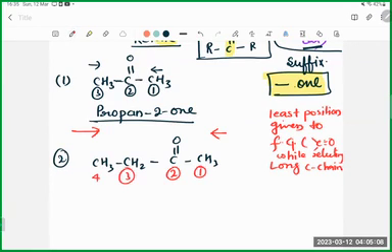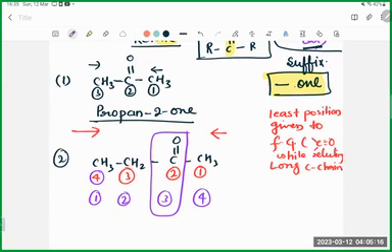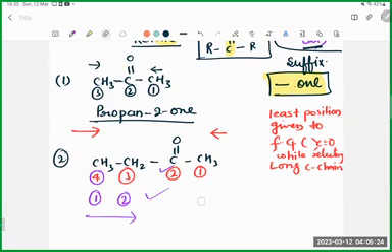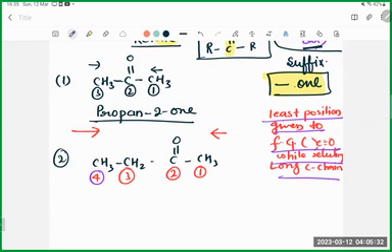If I move from the left hand side, I will have 1, 2, 3, and then 4. What is the carbonyl position? What is the difference? This way we are getting the second position, but if I move from this side I will get the third position. Is this correct? No. So the down one way is wrong because the rule says give the least position to the carbonyl group. Did you understand now? Selection of the carbon chain.